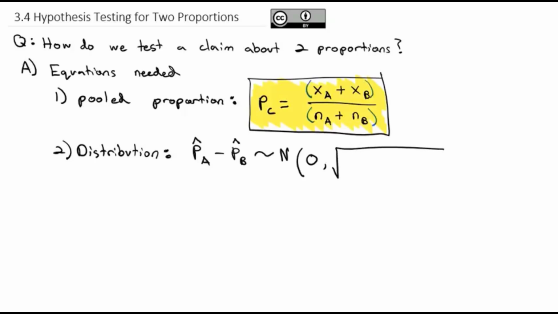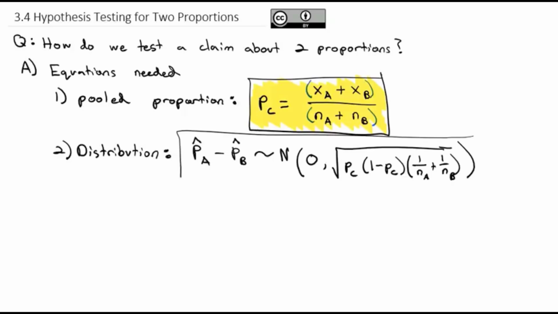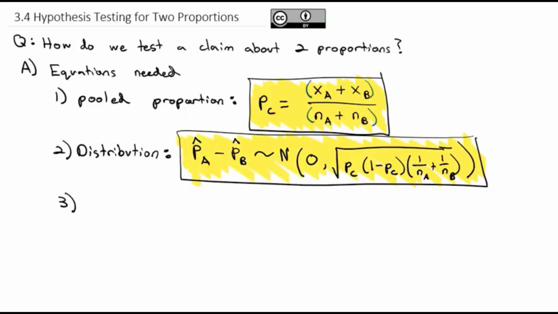The standard error formula is a little bit more involved, but not difficult. It's the pooled proportion times 1 minus the pooled proportion, which might be the pooled q, times 1 over the first sample size plus 1 over the second sample size. And so that is the second key thing we need, specifically because it is going to help us find the standard error. That big square root is the standard error that we need to calculate the test statistic.